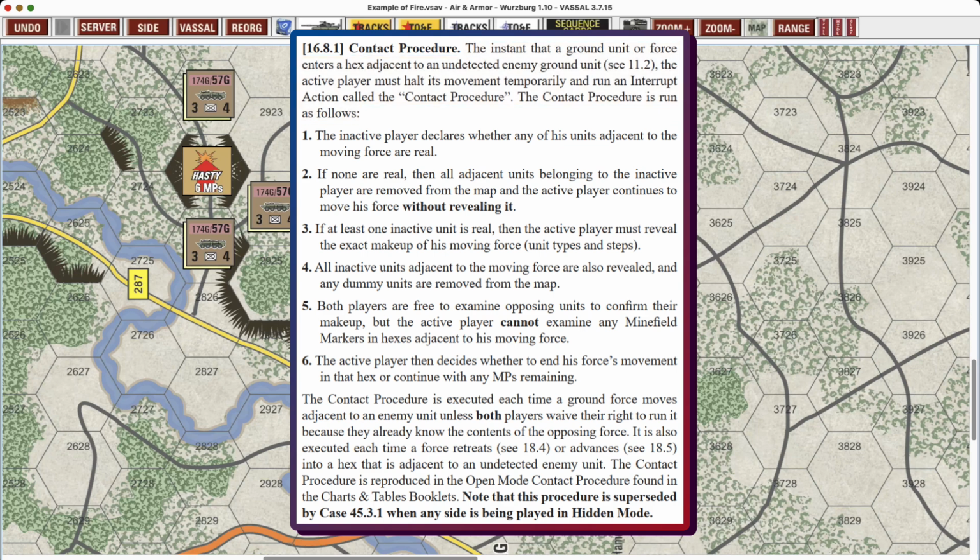In either case, whenever a friendly unit or force moves adjacent to one or more enemy units, it is the enemy units, the non-moving units, that must reveal first. If any unit is revealed to be a dummy, then it is immediately removed from play. However, if at least one unit that must be revealed proves to be real, then, and only then, the units in the moving force must in turn be revealed to the opposing player.